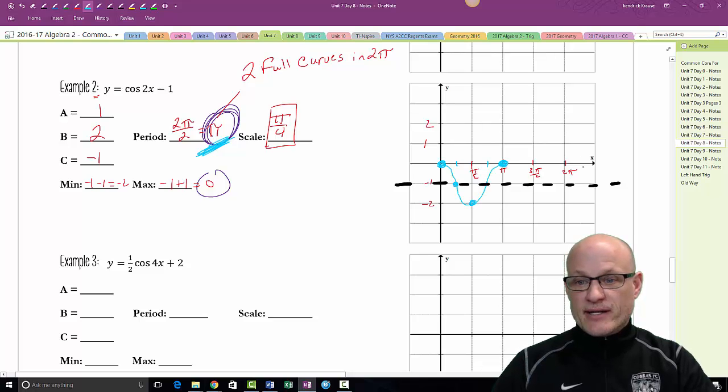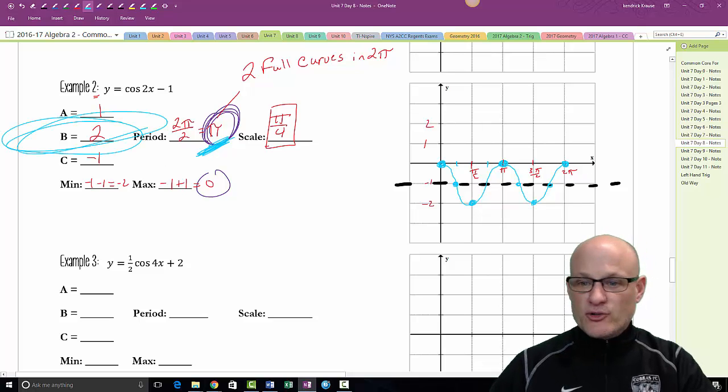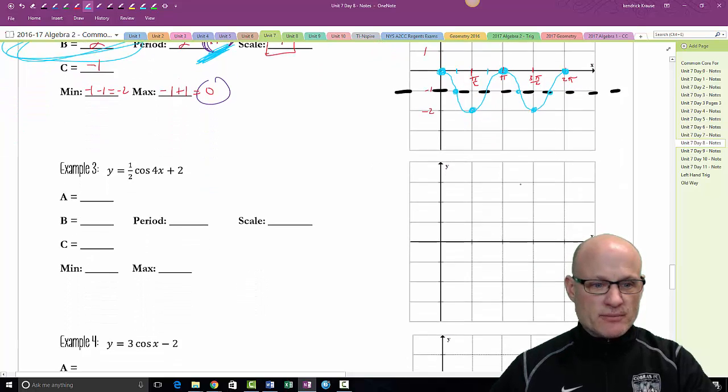All right, but I'm not done because now I got to go again. Max, max, min. In between those are going to be some zeros. Perfect. Notice it's 2 full curves in 2 pi. Right? All right, here we go. Let's do another one.